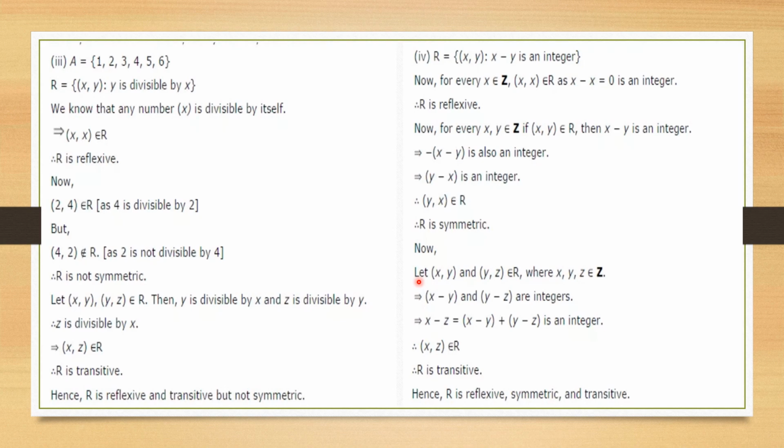Now for the third condition, (x,y) and (y,z) belong to R, where x, y, z belong to Z, the integers. Then x minus y and y minus z are integers. And if I am adding these two, x minus y plus y minus z, that will give me x minus z. And adding two integers will also give you an integer. So that means x minus z is also an integer.